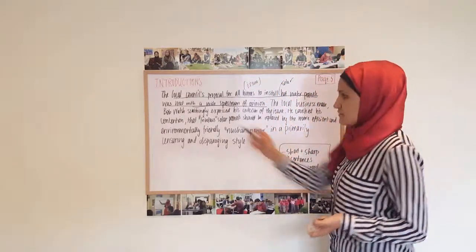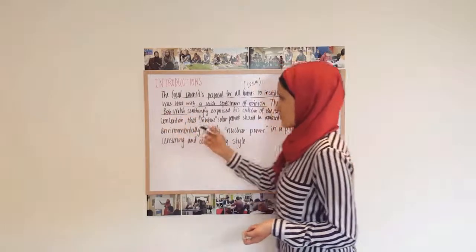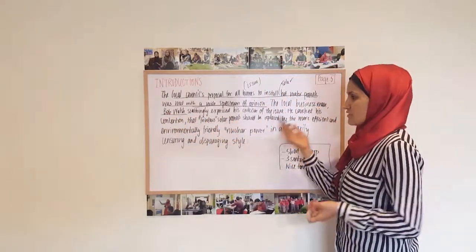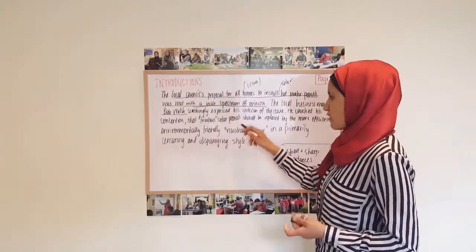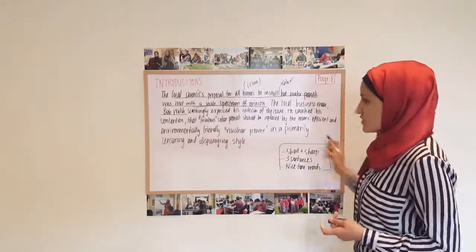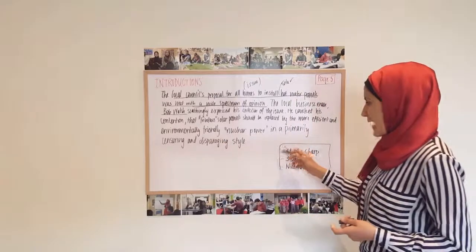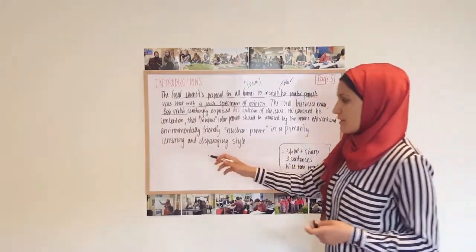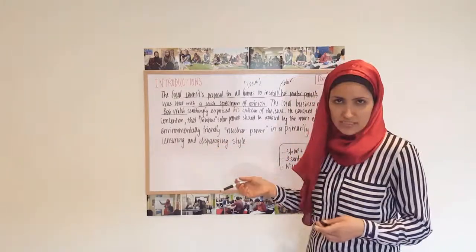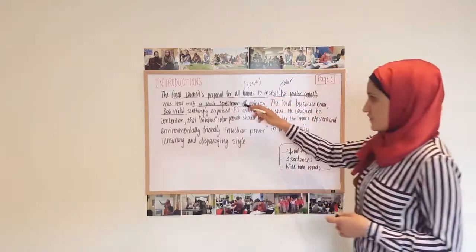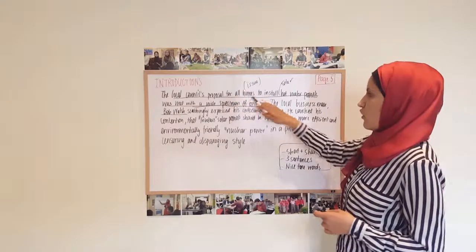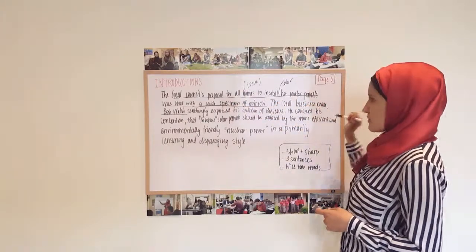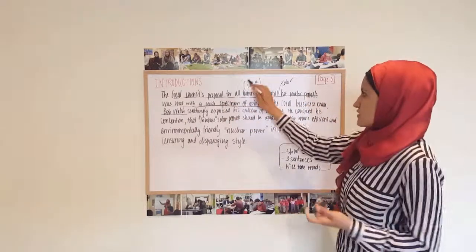The local businessman, Bob Walsh, who was the writer of this piece, scathingly expressed his criticism of the issue. He couched his contention that frivolous solar panels should be replaced by the more efficient and environmentally friendly nuclear power in a primarily censuring and disparaging style. So the first sentence gives us the issue, the local council's proposal for all homes to install solar hot water panels. So that's the issue.